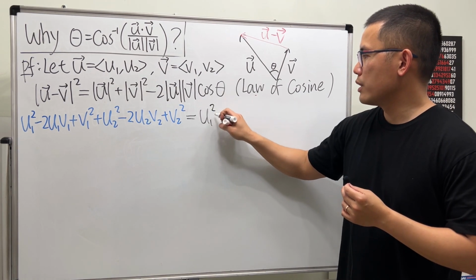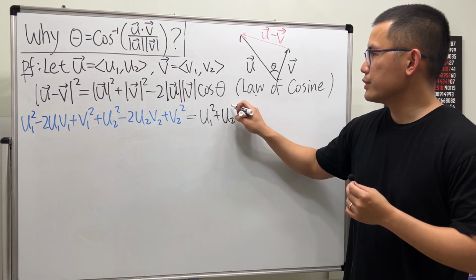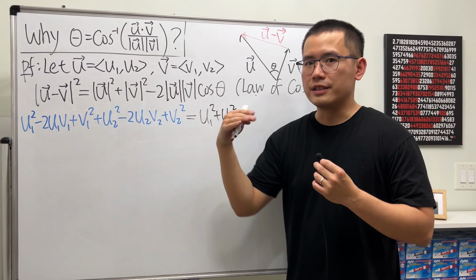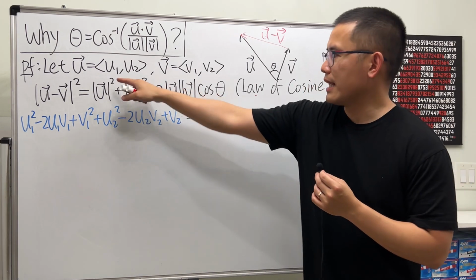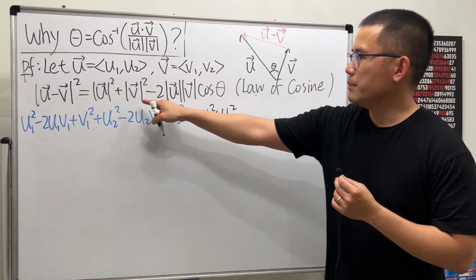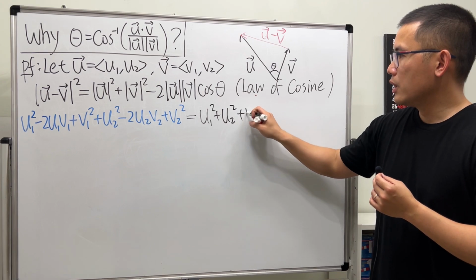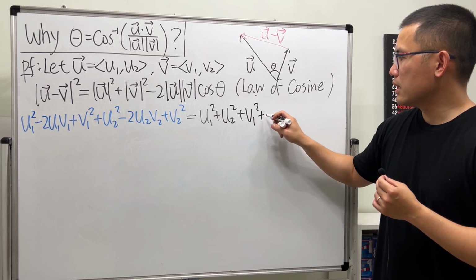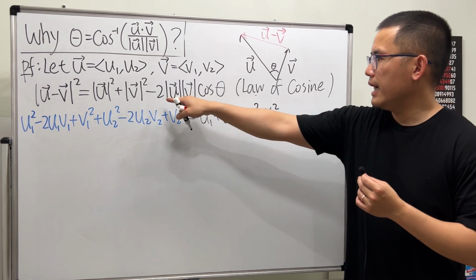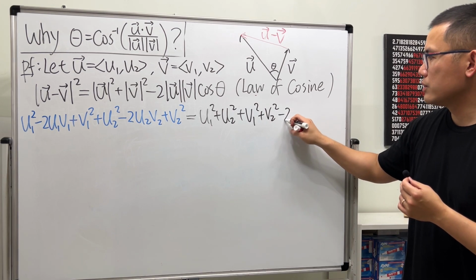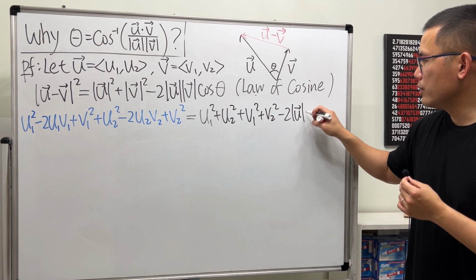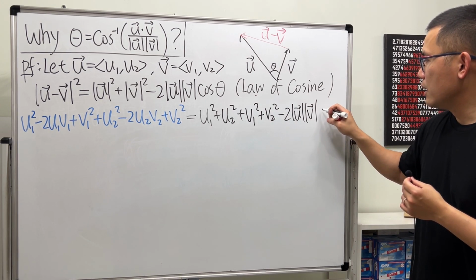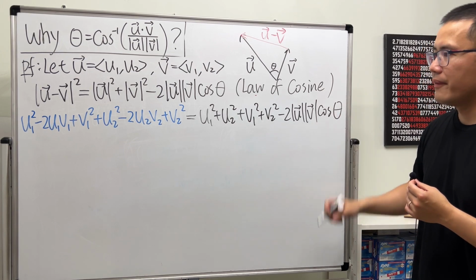So u1 square plus u2 square, because it's the magnitude square, the square root and then the square cancel, and then just this. Similarly, we have v1 square plus v2 square, and the rest is the same. So minus 2 magnitude of u, magnitude of v, cosine theta.